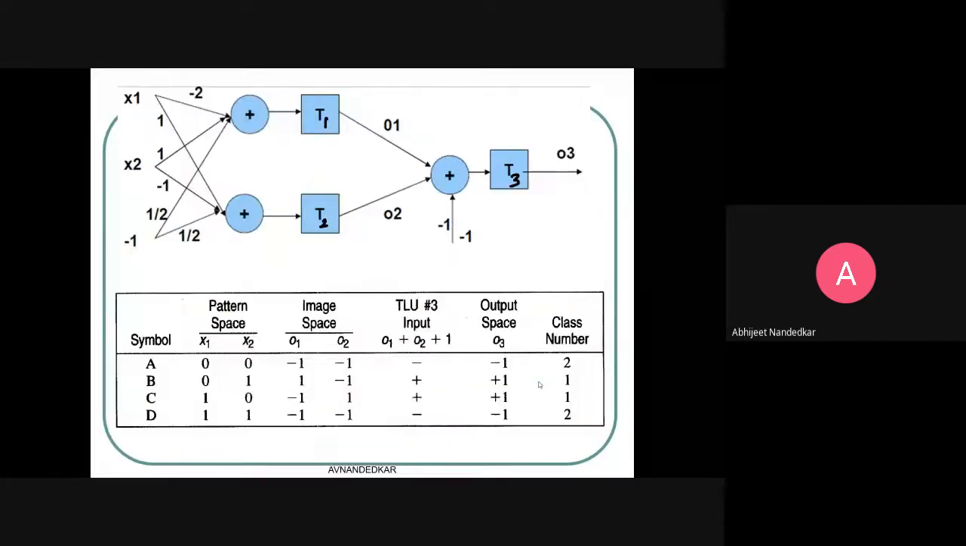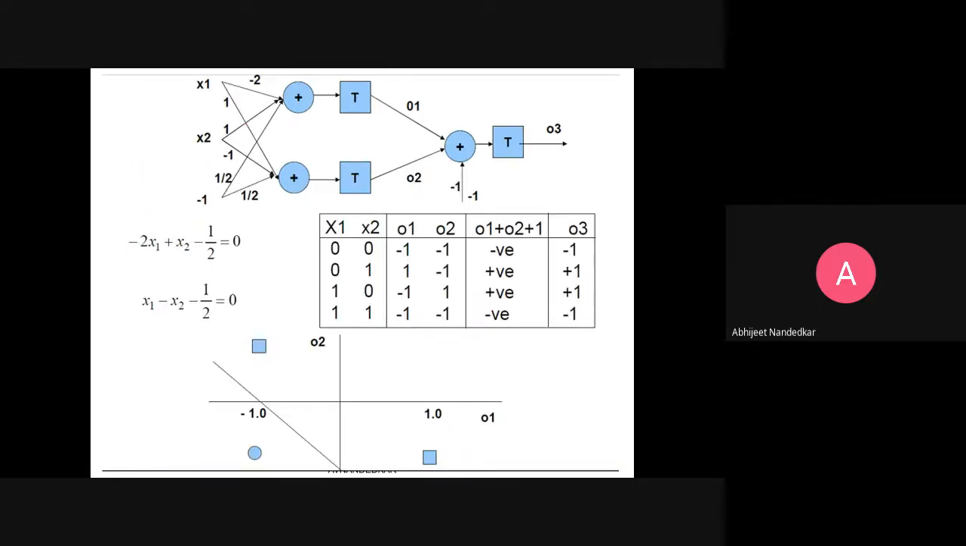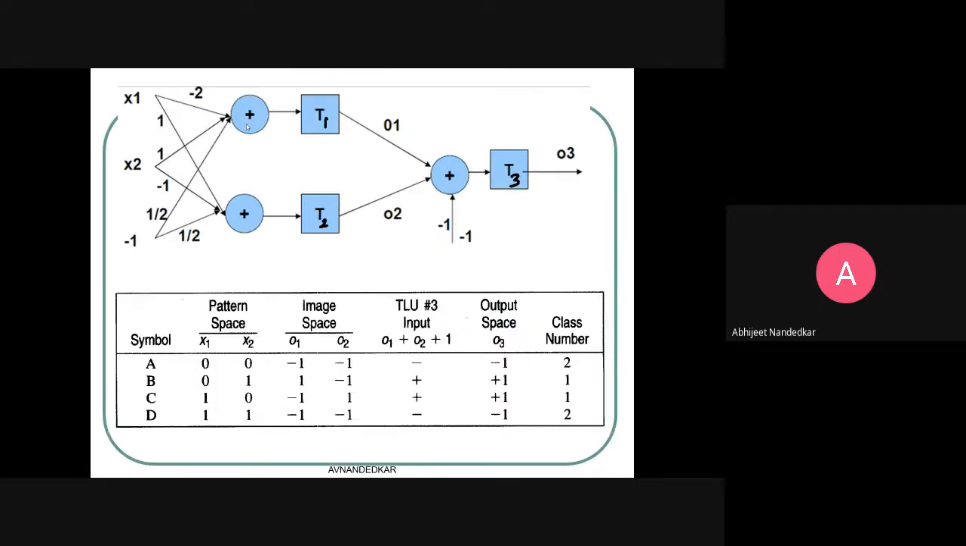Okay, so we can go further. I have a ready-made solution for you. This is the implementation of what I said. I have two lines implemented by the first two neurons, this neuron number 1 and this neuron number 2, and this third one to decide what the actual output is.